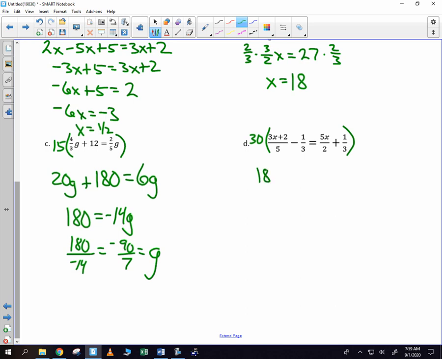We get 18x plus 12. 30 divided by 3 is 10, times 1 is 10. 30 divided by 2 is 15, times 5 is 75. So we have 75x. 30 divided by 3 is 10, times 1 is 10. Now, all the fractions are gone. Combine like terms, 18x plus 2 equals 75x plus 10. Subtract that 75x over.